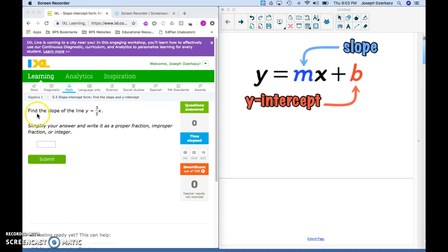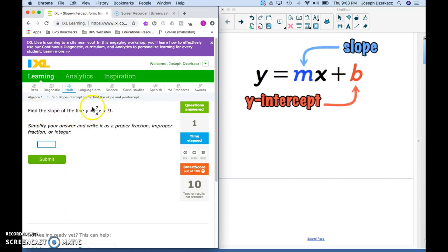So I look over here, it says find the slope of the line y equals 3/5 x. So the number in front of the x is the slope. You see that right there? So it has got to be 3/5. Bam.